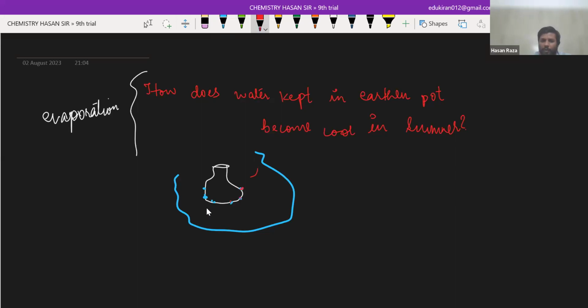Are you getting my point? In the same way that you did the other question. Yes, sir, we understood. You can write it this way: water kept inside the earthen pot keeps evaporating through the pores and takes away the latent heat. Due to this process, the earthen pot will have cold water in summer. Is that clear? Yes, sir.